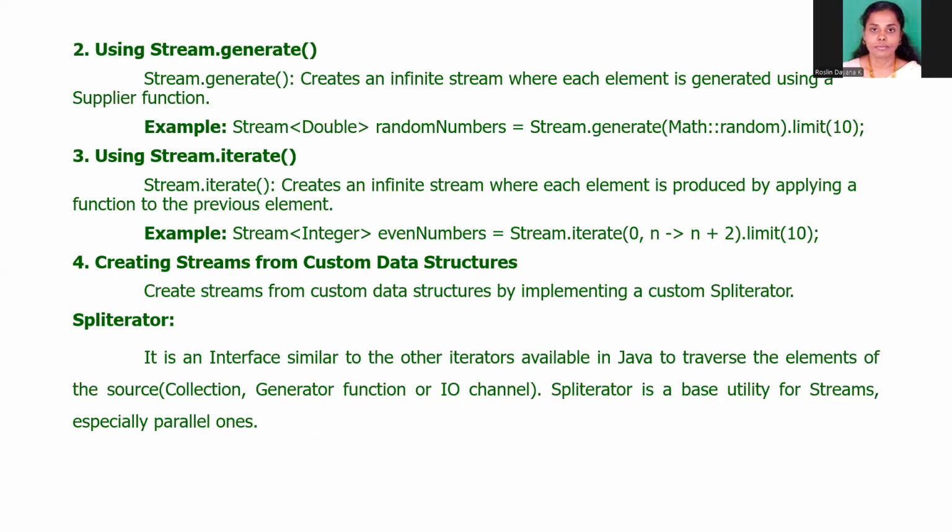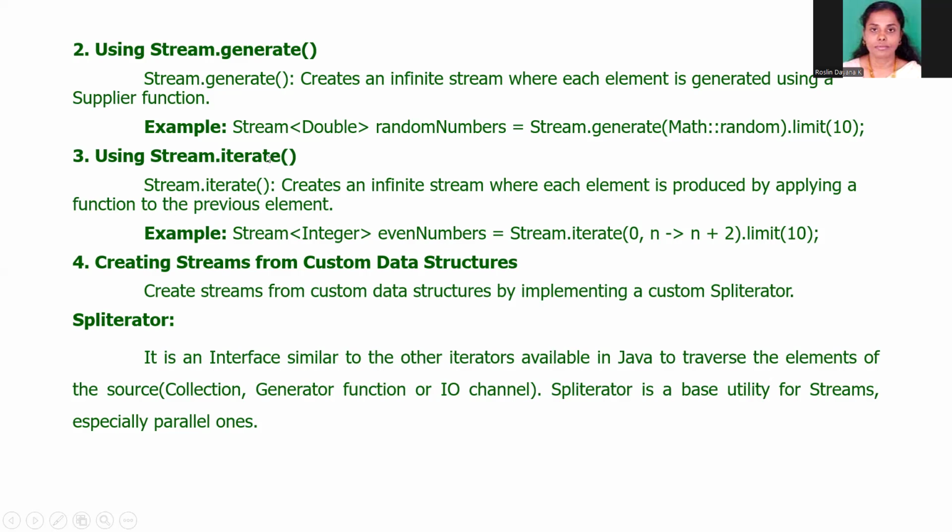Then we can create custom streams by using the generate method. Stream.generate is used to create an infinite stream where each element is generated using a supplier function. In this example, the supplier function is Math.random. Random is the function used to generate random numbers. So a stream is created for the generated random numbers using the Stream.generate method.